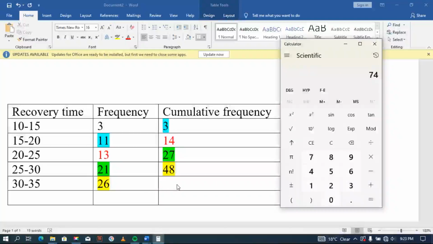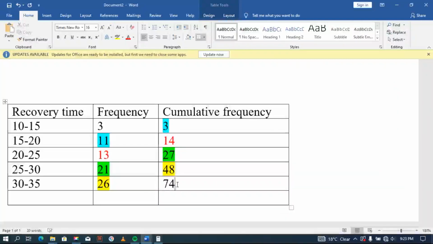So we can also find the total frequency because we need it. Not total cumulative frequency, but total frequency.